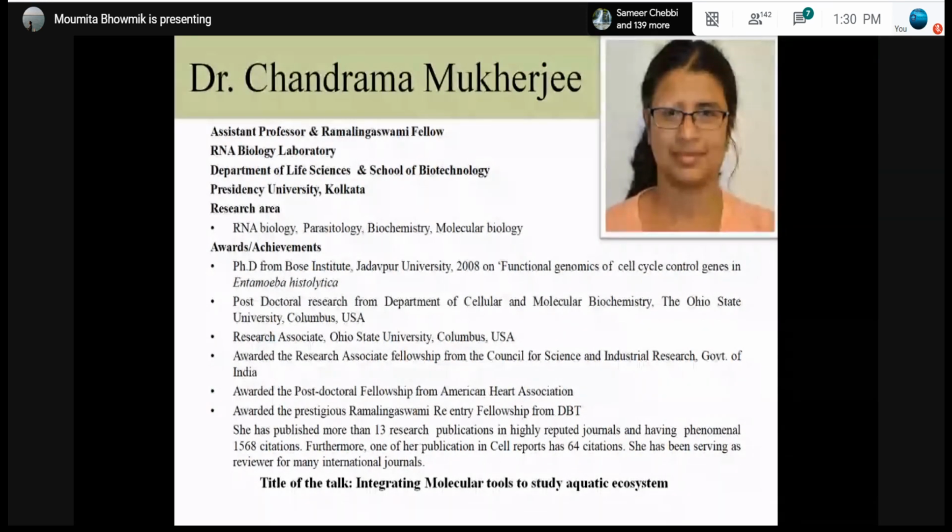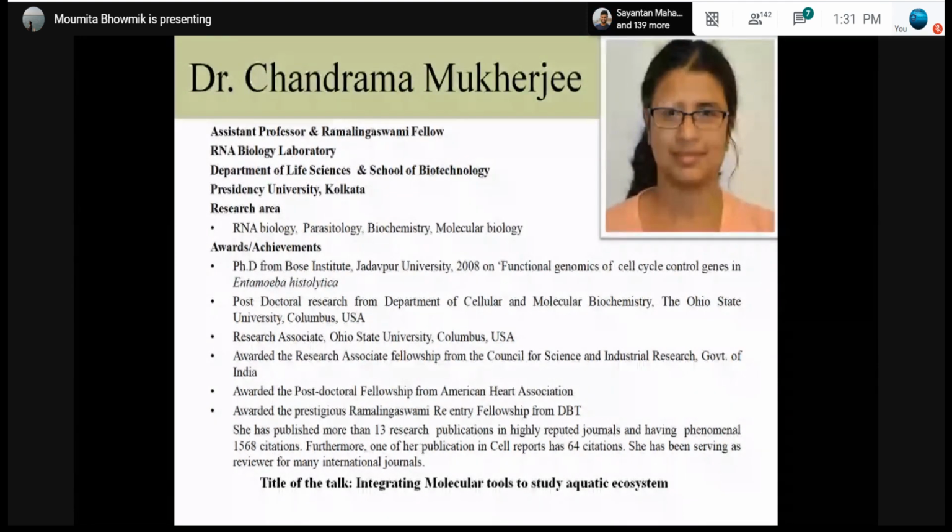Her research area encompasses various aspects of RNA biology, parasitology, biochemistry, and molecular biology. Recently, she has taken interest to work on aquatic ecology in collaboration with the Marine Ecology Laboratory. She obtained her doctorate from Bose Institute and Jadavpur University in 2008 on functional genomics of cell cycle control genes in Entamoeba histolytica. Subsequently, she did postdoctoral research at the Department of Cellular and Molecular Biochemistry at Ohio State University, Columbus, USA. She was also a research associate in the same institute.